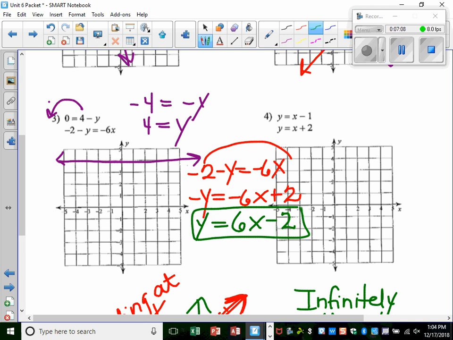So I'll start at negative 2, and then I'm going to count up 6 and over 1, and I can see it's hitting that horizontal line at 1, 4. There's my solution. And then I can just connect the 2 points.